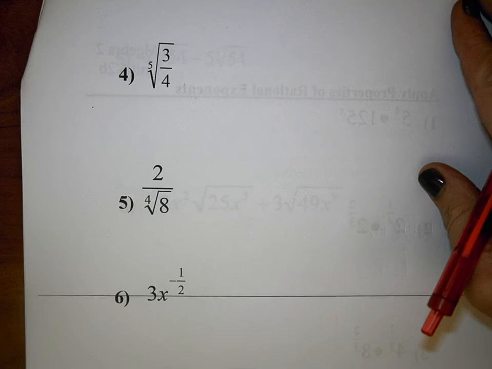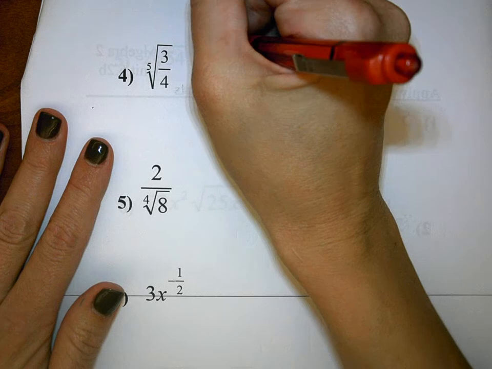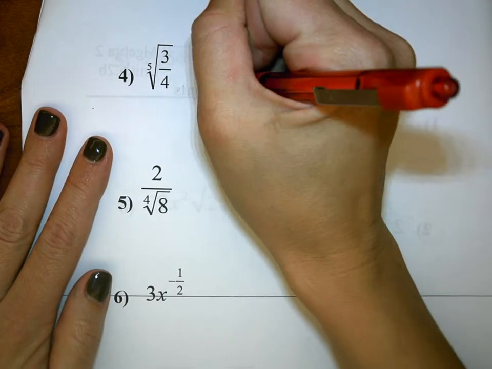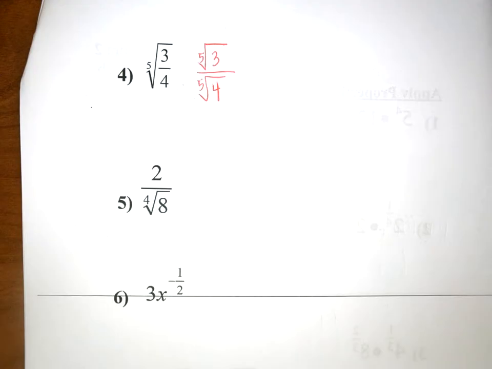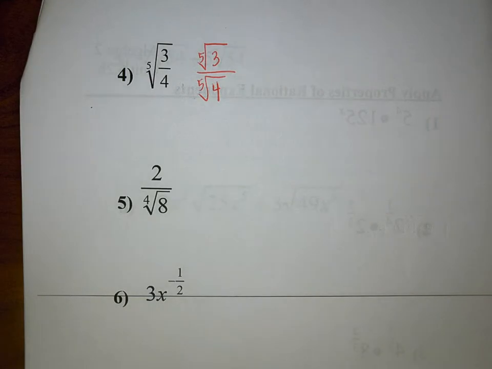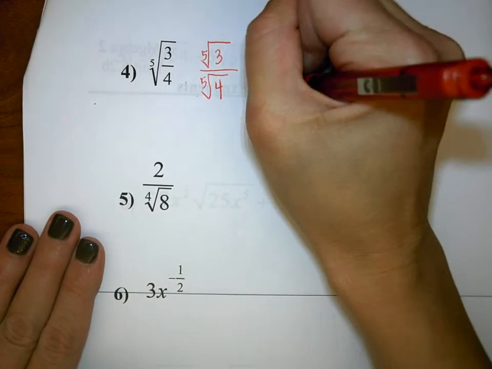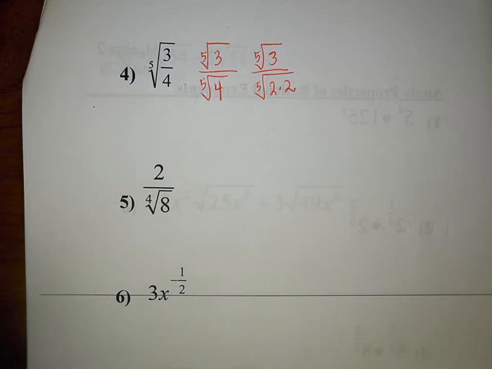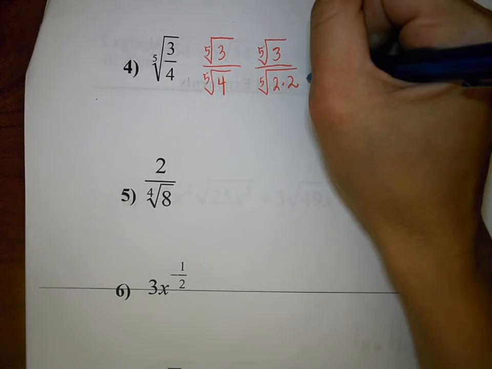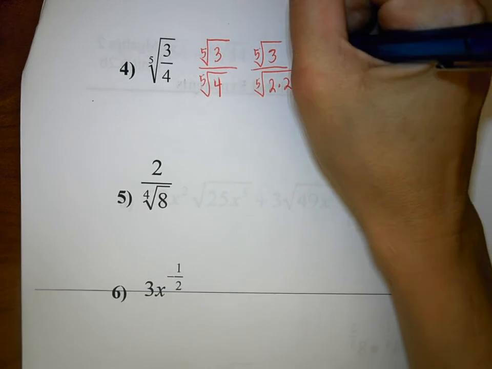Okay, so example 4 here, I would probably go ahead and rewrite this as 2 roots. The 5th root of 3 divided by the 5th root of 4. Now, can 4 break down? What does it break down to? Good. So again, I still have the 5th root of 3 over the 5th root of 2 times 2. But I can't have that root in the denominator, so how many more 2's will I need? I need 3 more. So that means we're going to multiply by the 5th root of 2 times 2 times 2 to both the top and the bottom.